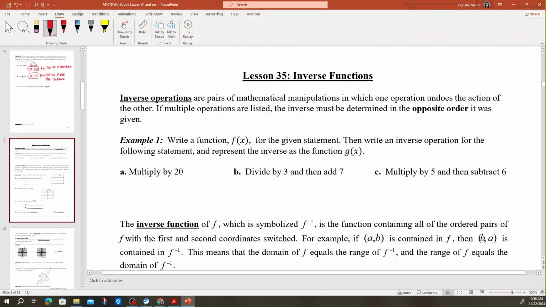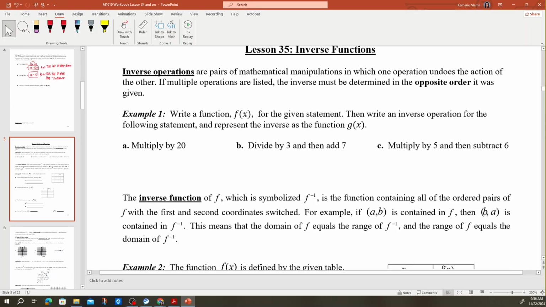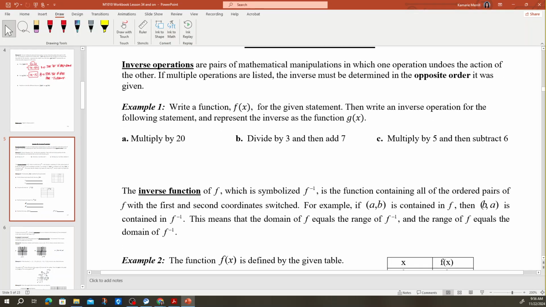Inverse functions now. I want to start talking about inverse operations. You will hopefully remember this from last year, so we can hopefully fly through it pretty quickly. But we've worked with inverse operations all year long. Inverse operations are pairs of mathematical manipulations in which one operation undoes the action of the other one. And if multiple operations are listed, the inverse must be determined in the opposite order it was given.